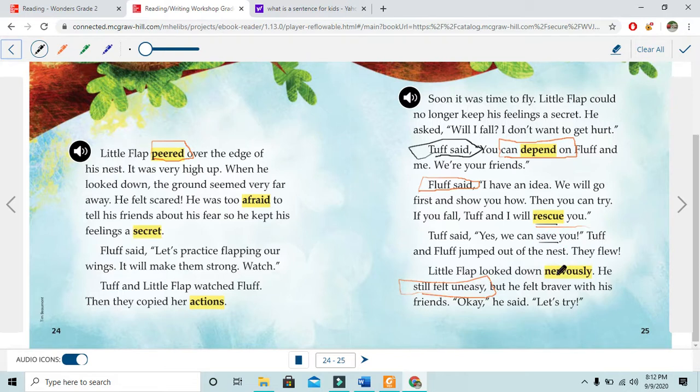You remember the word nervously? This means to feel worry or feel uneasy. That's it. Here is the meaning of nervously. They have the same meaning.